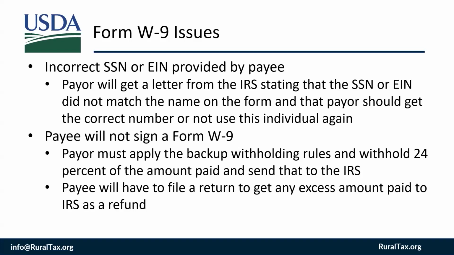Also, let's say the payee will not sign the W-9. So the person I hired, if he was not willing to sign it, then as the payor, I have to apply the backup withholding rules. Your accountant will understand what this means, but you're going to withhold 24% of the amount that you should owe them. So let's say you owe them $1,000. You're going to withhold 24% of that. You're only going to pay them the difference, and the IRS gets the 24%. So they get $240. The individual you paid is going to have to file a return in order to get that refund of that backup withholding.